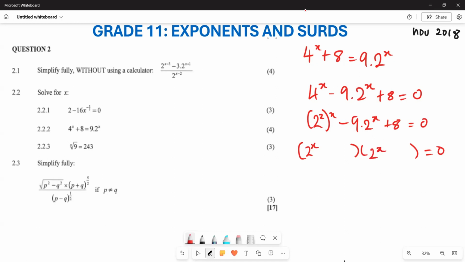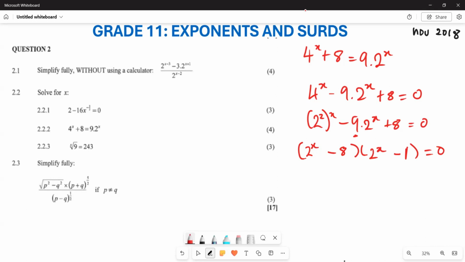Now we want the factors that can give us our 9. Now the factors that can give us our 9 here, it's going to be what? Let's say from here you are having 1 and here you are having your 8. Now what is it that you're going to do? This is going to be your negative, right? Because when you multiply 2 to the power of x by negative 1, you are going to get negative 2 to the power of x, right?